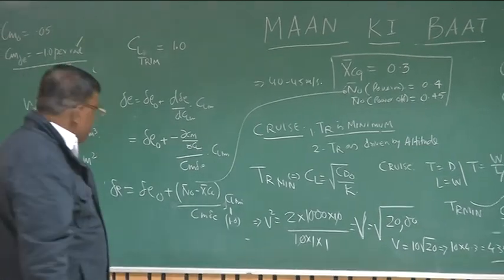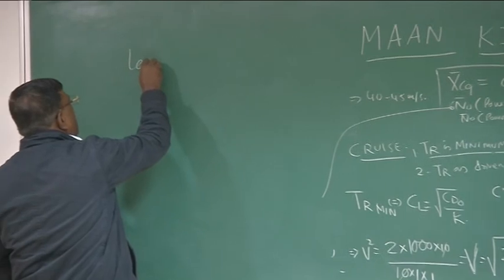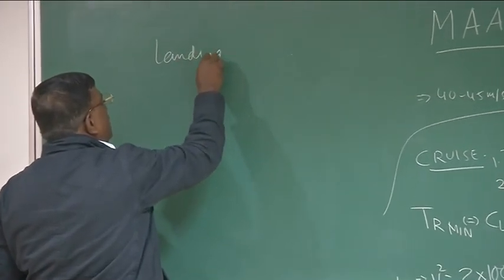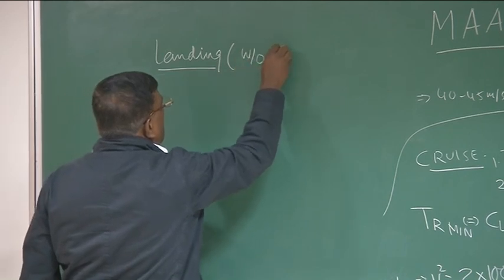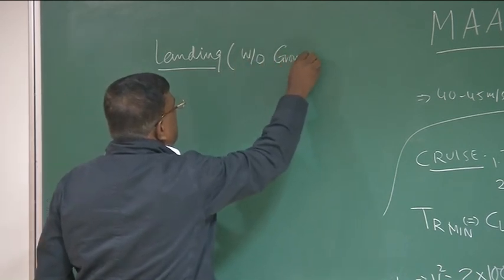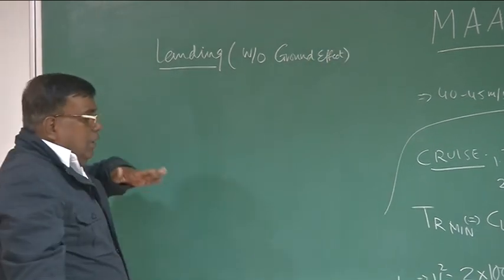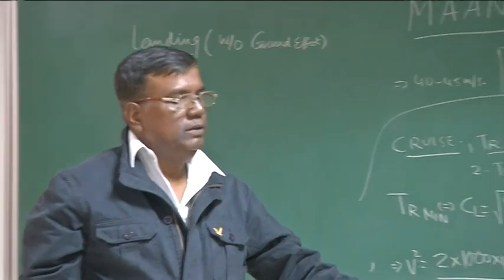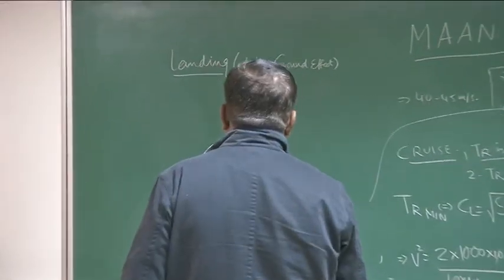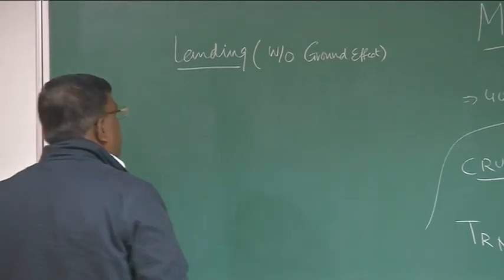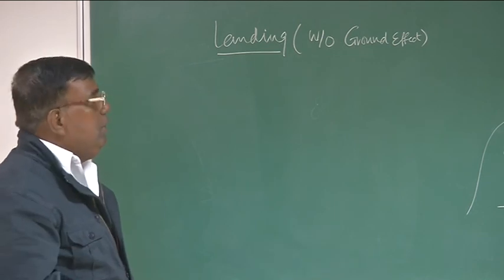Now the question comes, suppose it is coming for landing, and I am without ground effect. I am solving this problem without ground effect. That means for a ground distance which is more than 1 to 2 spans of the airplane. So without any ground effect, because with ground effect I have to give additional delta E. So we are not talking about that.